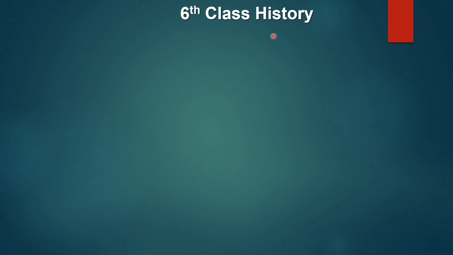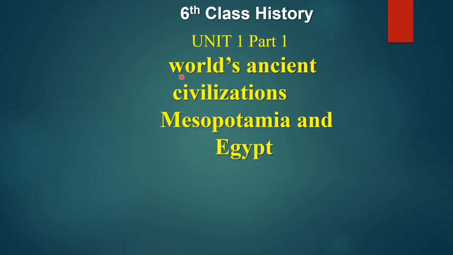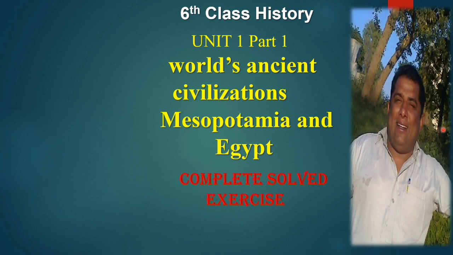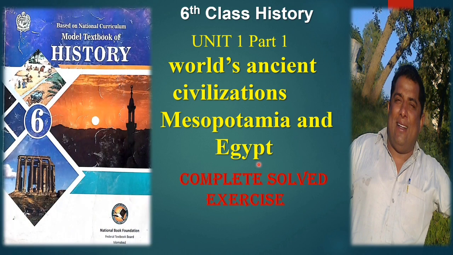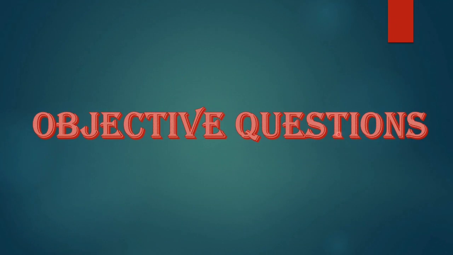My dear students, 6th class history, we are going to solve its chapter number 1, World Ancient Civilization, Mesopotamia and Egypt. And in this video we will complete the solved exercise inshallah. In this exercise there are short questions, detailed questions and objective questions. First of all, we will complete its objective questions.